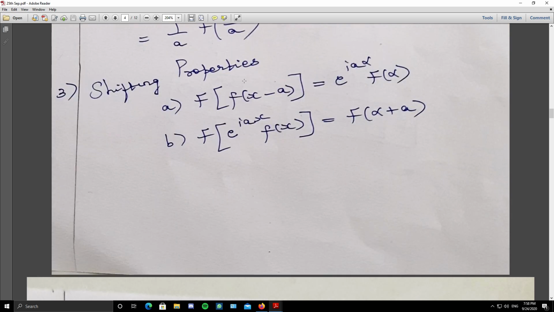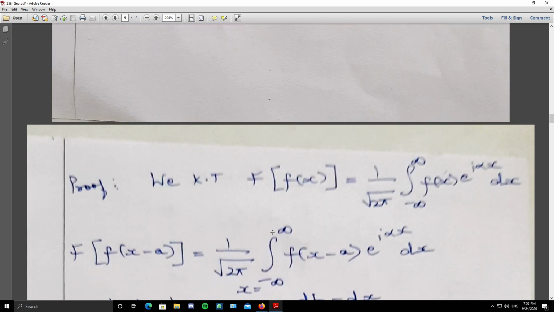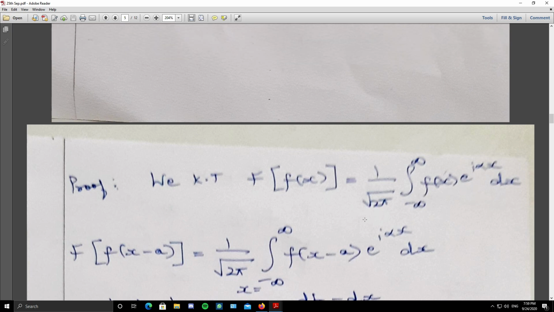Then we have the shifting properties. F of f(x minus a) equals e power i a alpha F of alpha. Okay, there are two shifting properties. F of e power i a x f of x equals F of alpha plus a. So first one, first write the definition. What is the definition of Fourier transform? F of alpha is 1 by root of 2 pi integral minus infinity to infinity f of x e power i alpha x dx.